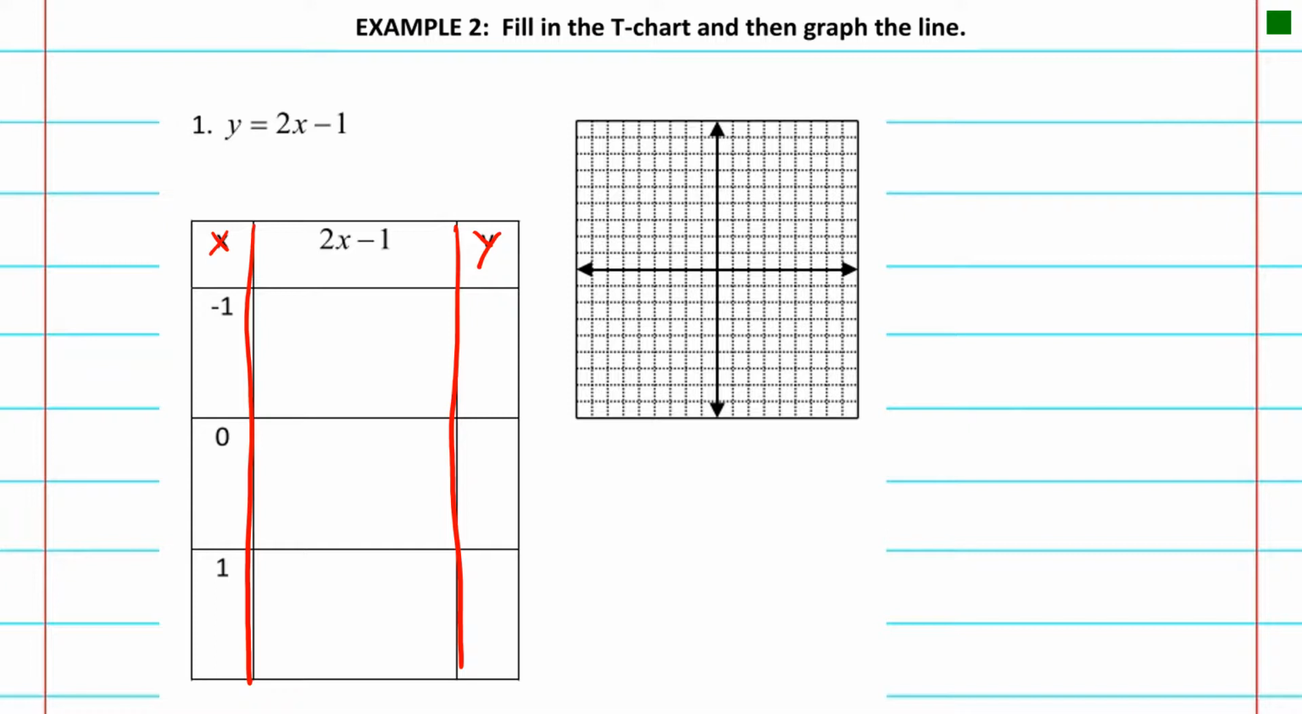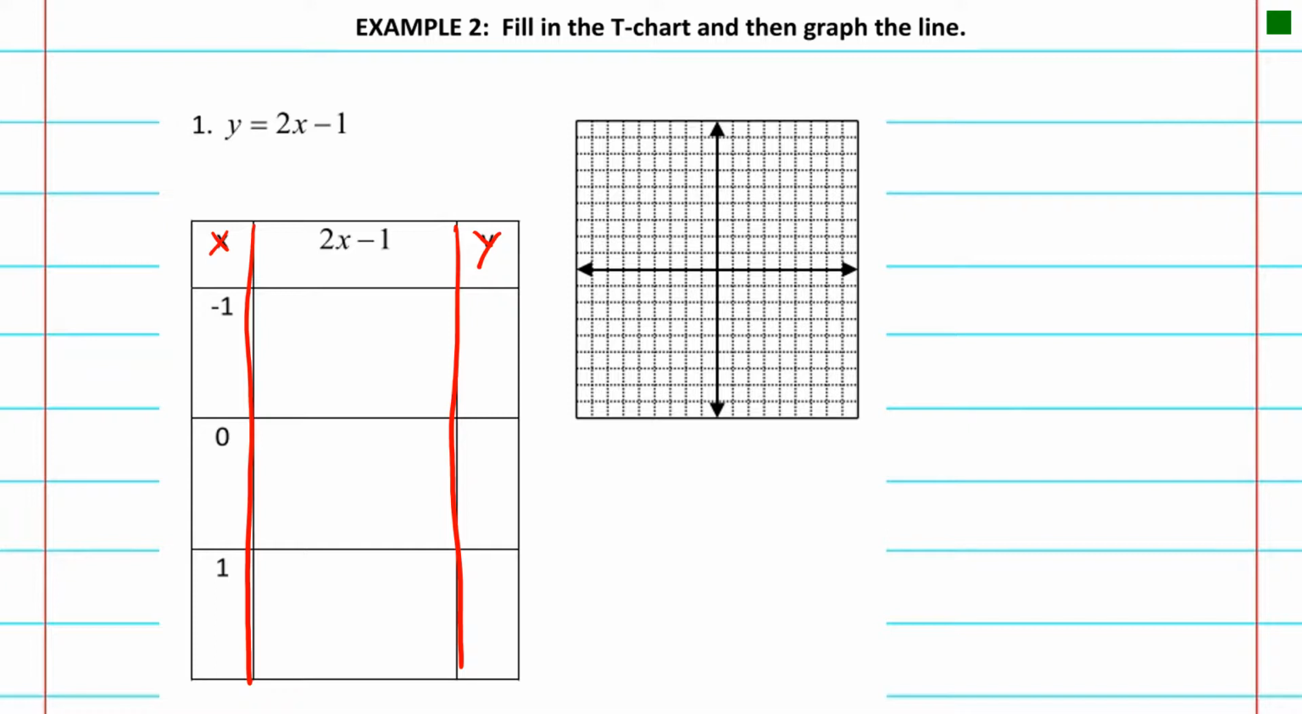So what this means is if x is negative 1, I want to know what y equals. So I'm going to take this negative 1 and plug it in for that x. Then when I'm done with that, I'm going to take the 0 and plug it in for the x. And when I'm done with that, I'm going to take the 1 and plug it in for the x. So I'm going to get 3 different answers. So I'm going to start back here with the negative 1.